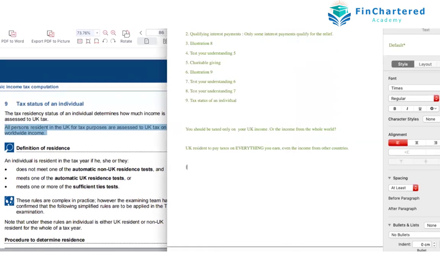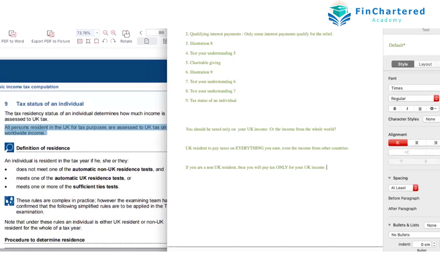But if you are a non-UK resident, then you will pay tax only for your UK income. Are we understanding this? The important part here is whether you are a UK resident or not, because it really makes a very big difference. If you are a UK resident, then you will pay taxes for all your incomes. And if you're not a UK resident, then you will pay taxes only for income from UK.